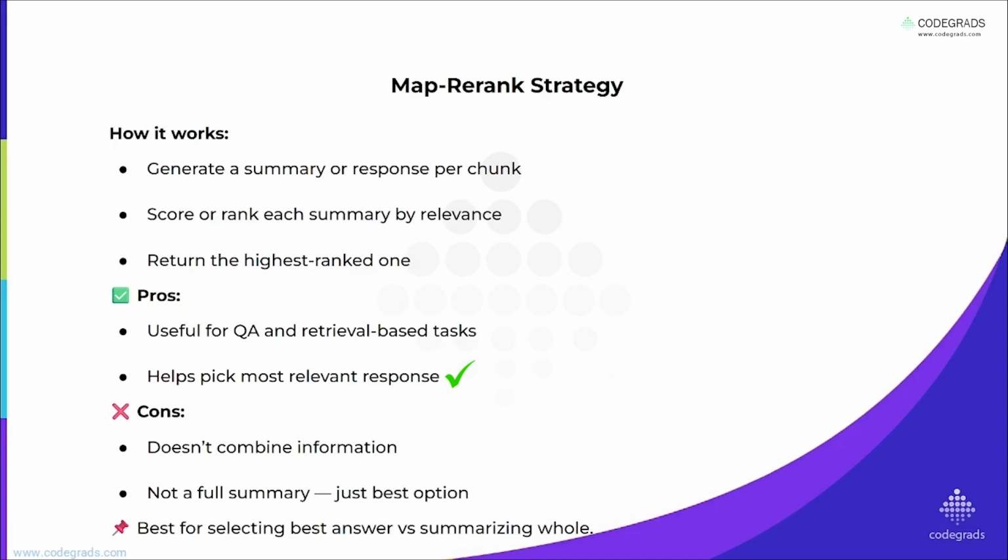Now the disadvantage is that it doesn't combine information. As five different chunks are created, we don't create a final summary. We just compare and rank the different summaries, so it doesn't combine information and is not a full summary, just the best option. It is best for selecting the best answer versus summarizing the whole. Whenever we need the best answer regarding all the summaries created, at that point of time we use the map rank strategy. It is like asking five people to answer a question, then picking the best one. So this is the map rank.